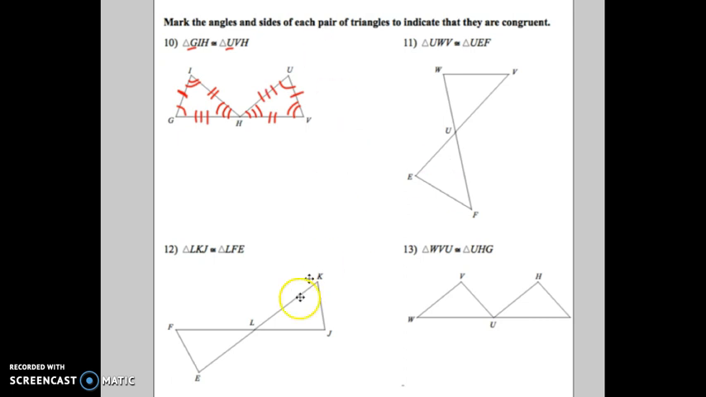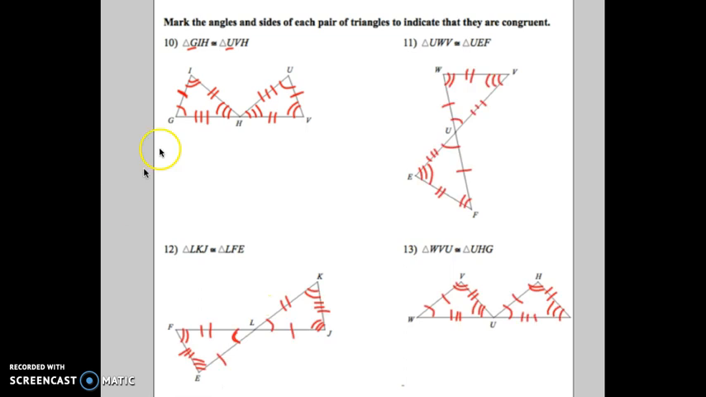Okay? So try the rest of these on your own. Press pause and we'll go over the answer. What I got for 11, 12, and 13, again, you could have different marks than me. Just make sure that the corresponding letters have the same amount of marks, and then the corresponding sides have the same amount of marks, okay?